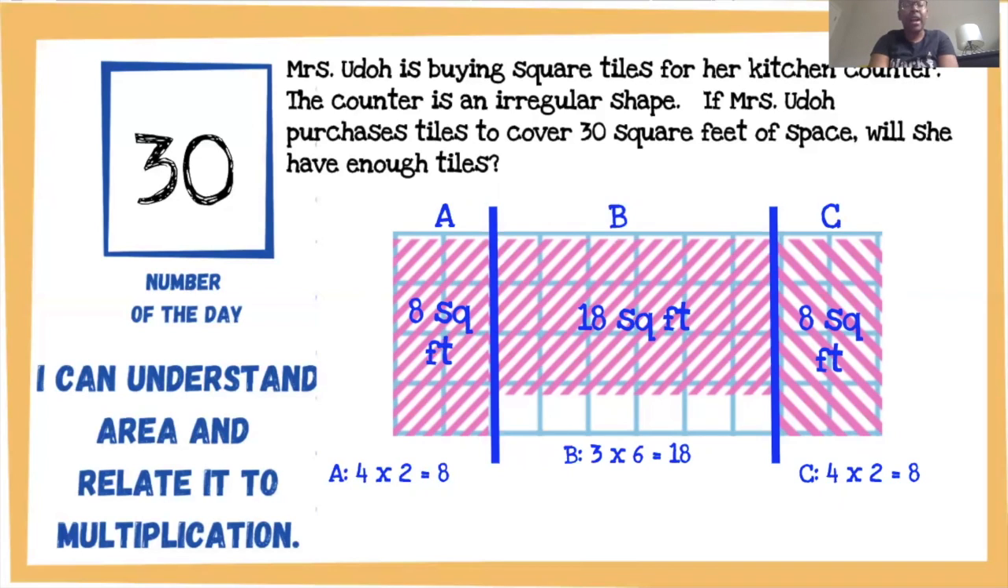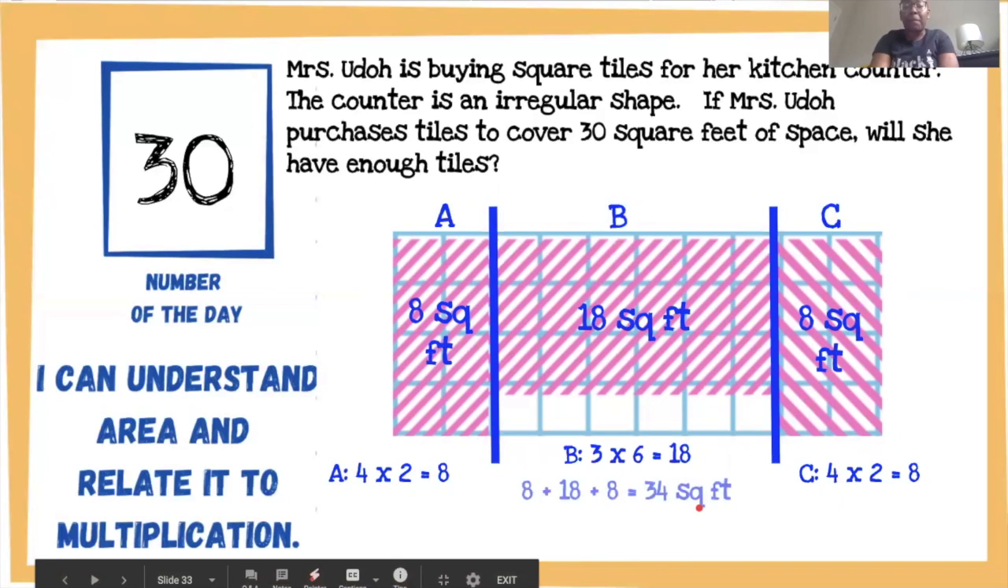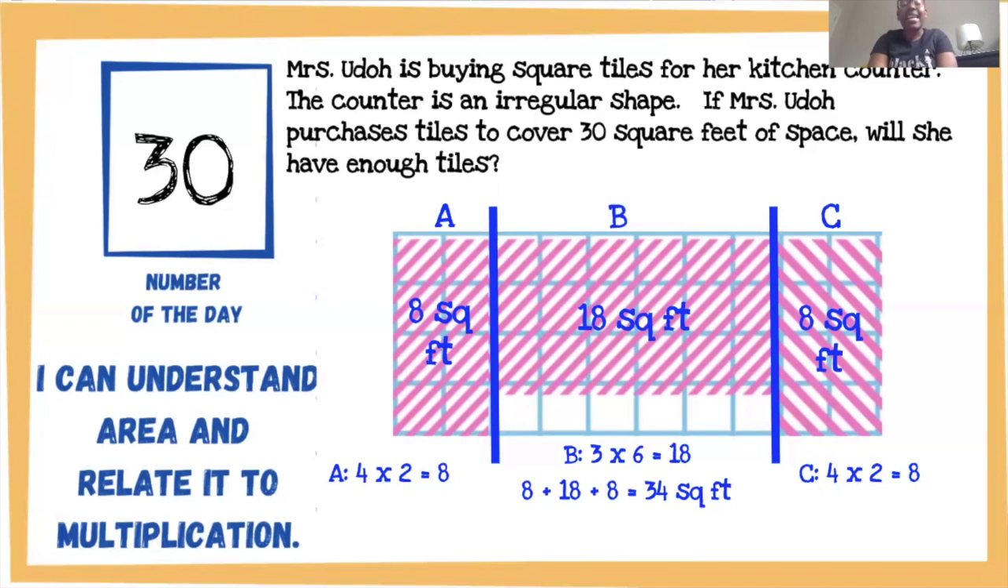Does this give us our answer? No, not quite. Well, what is it that we need to do to finish this problem? Remember, we're looking for the total area. And what does total tell us to do? That's right, we need to add up all of these areas. Well, let's try that. 8 plus 18 plus 8 equals 34 square feet. Are we done? No, we're not.